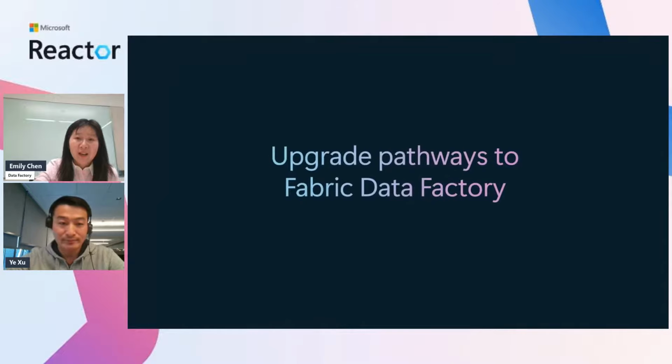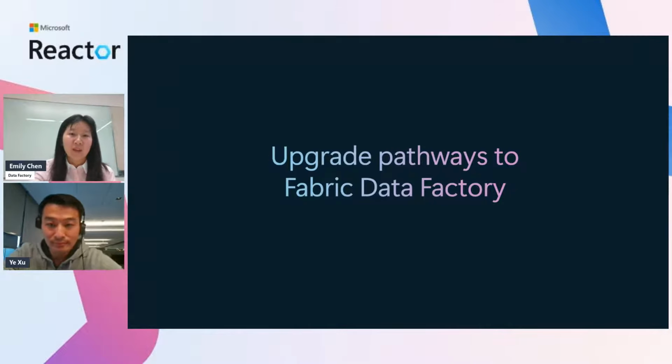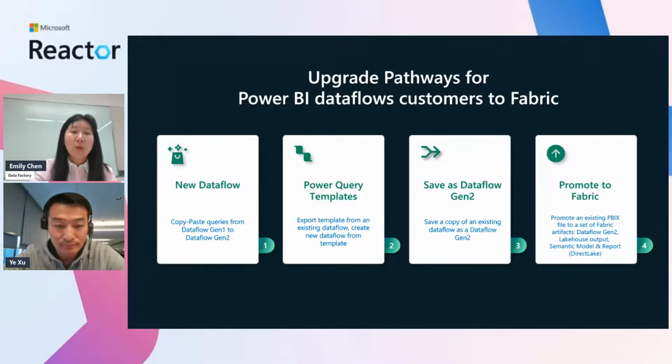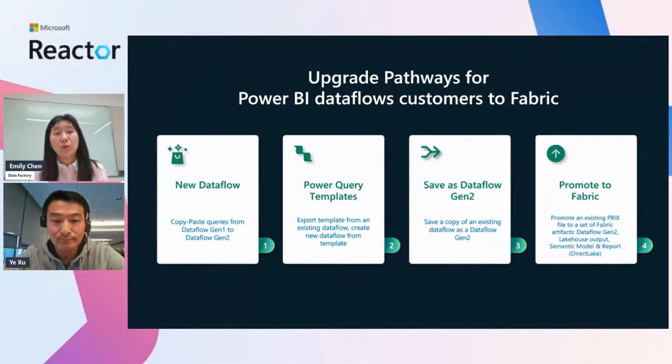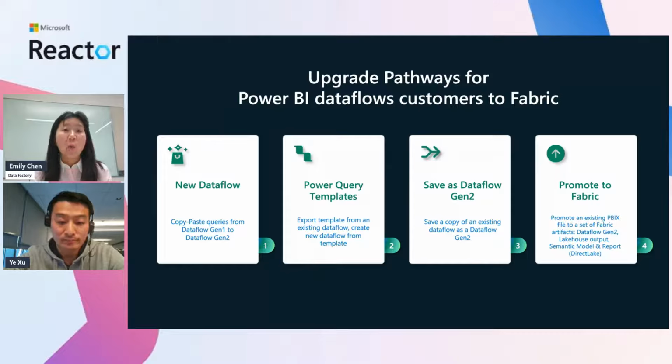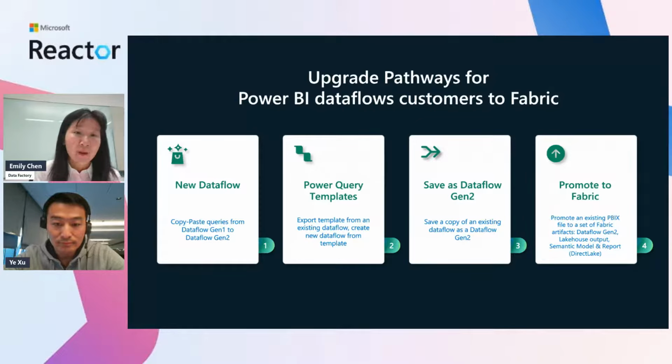Okay, thank you, Ye. So next we are going to talk about the upgrade pathway to Fabric Data Factory. When we talk about upgrade pathway, there are two parts. The first is how we upgrade the Power BI dataflow customer to Fabric. The second, we will talk about how we upgrade the ADF and the Synapse customer to Fabric. First, let's start from the dataflow users. There are four ways for the dataflow users to upgrade.